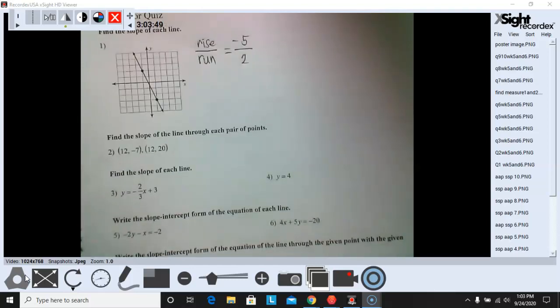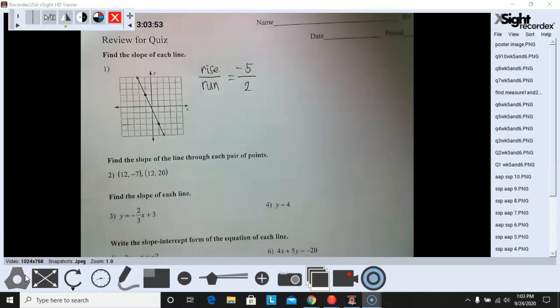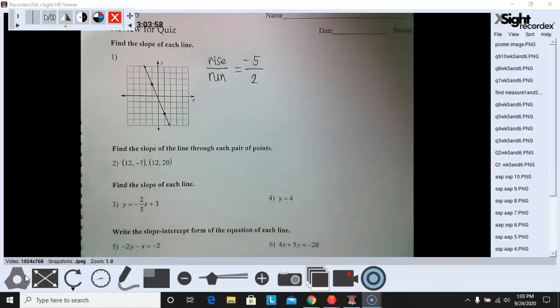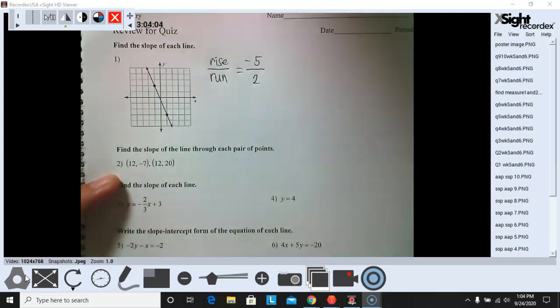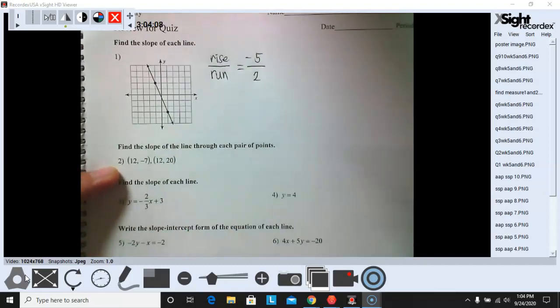So I'll be showing you part of the review before the quiz. Let me start with number one right here without any delay. Find the slope of each line right here. So this one right here. We did this last time as well.